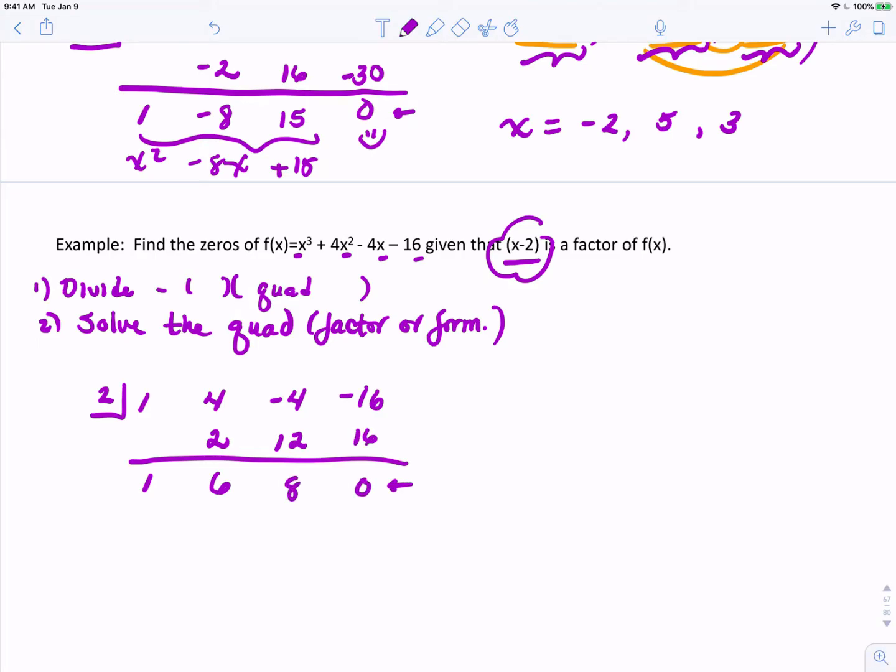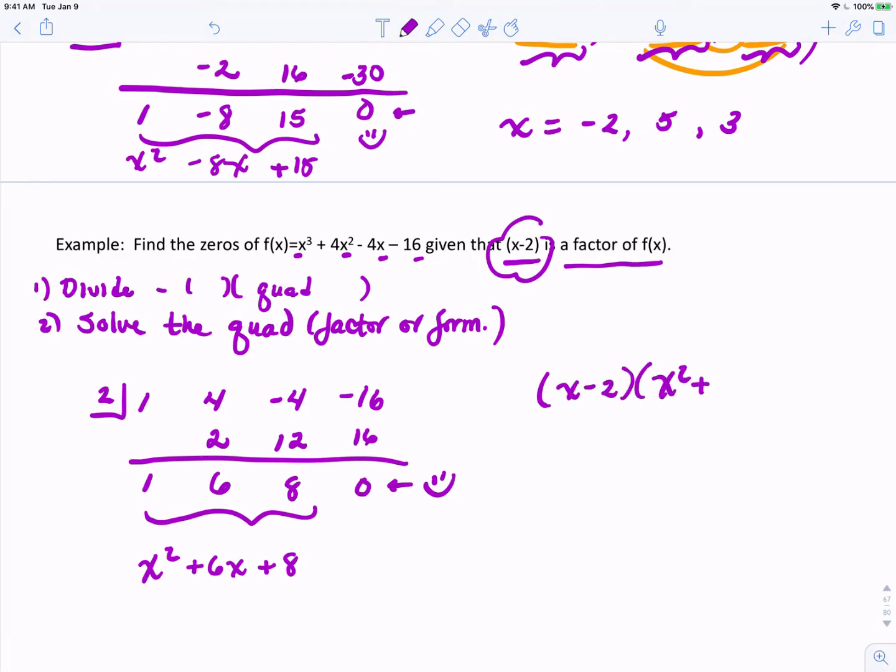And again, a nice check that we did it correctly was we were expecting a 0 for a remainder because we were told that x minus 2 is a factor. So these numbers here give me the coefficients of the quadratic, x squared plus 6x plus 8. And so far, we know that f of x can be written as x minus 2 times x squared plus 6x plus 8. So here what we have is a linear factor and a quadratic.